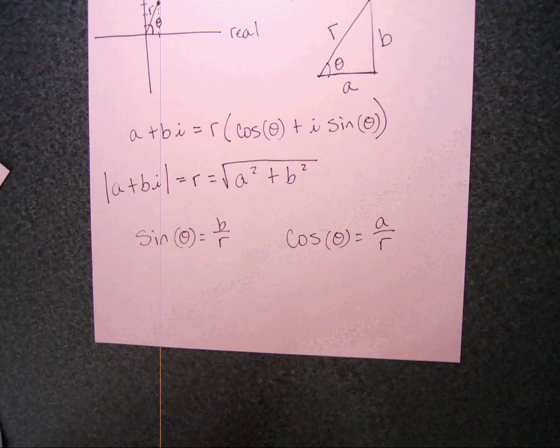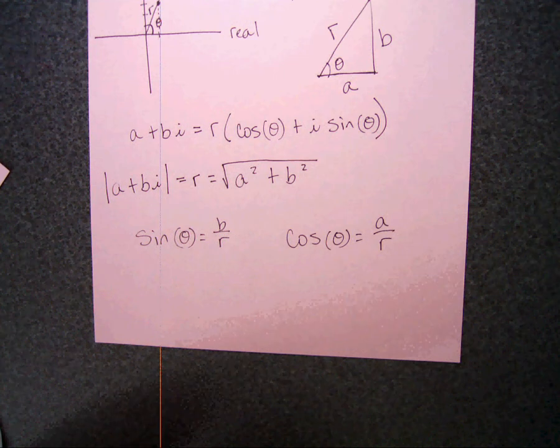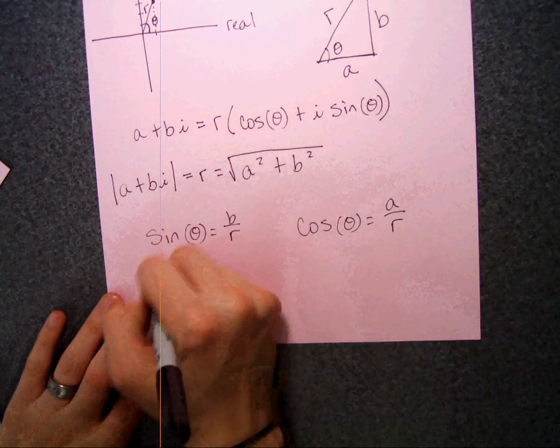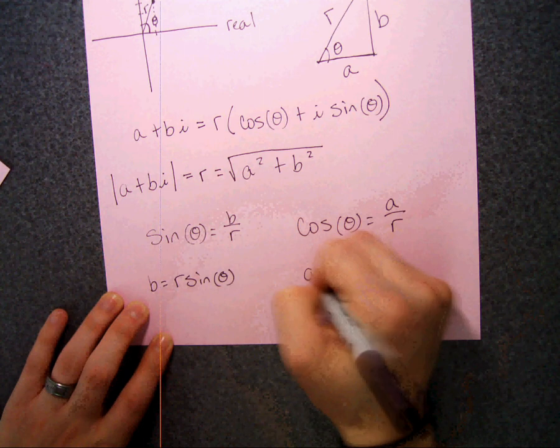Another form that you'll see them written in is that B is equal to r sine of theta, and A is equal to r cosine of theta. Okay? All right, so let's do an actual example.